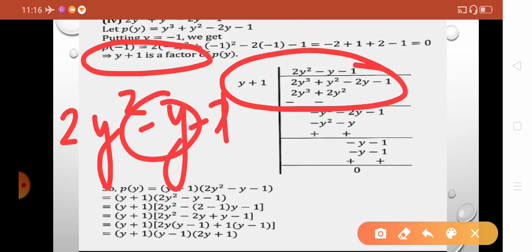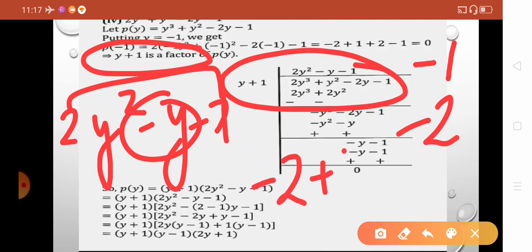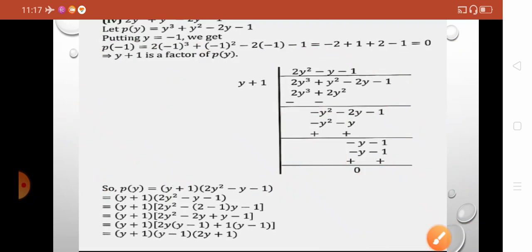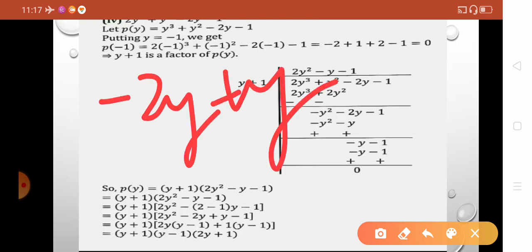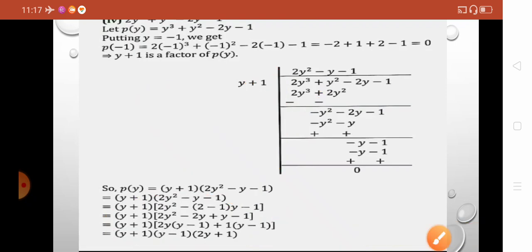So the sum must be equal to minus 1 and the multiplication must be equal to minus 2. So we can take minus 2 plus 1, sum minus 1, and minus 2 multiplied by 1, again minus 2. So we can take minus 2 and plus 1 as the two factors. So we will split the middle term as minus 2y plus y. Here we will put the values and we will get the answer y plus 1, y minus 1 and 2y plus 1. These are the three factors of the given polynomial.